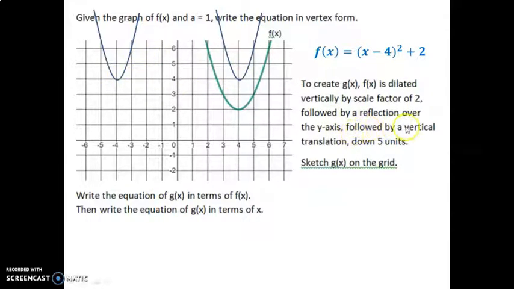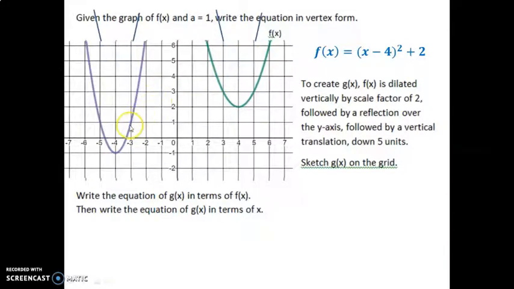Finally, this is followed by a vertical translation down 5 units. Vertical translation, so again we're talking about moving up and down 5 units, so we go 1, 2, 3, 4, 5, right here, down 5 units, we end up being here. Okay, so here's the original parabola, here's the g of x parabola, 3 transformations.